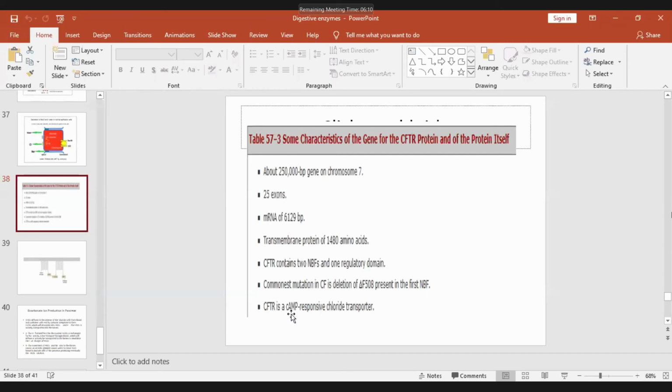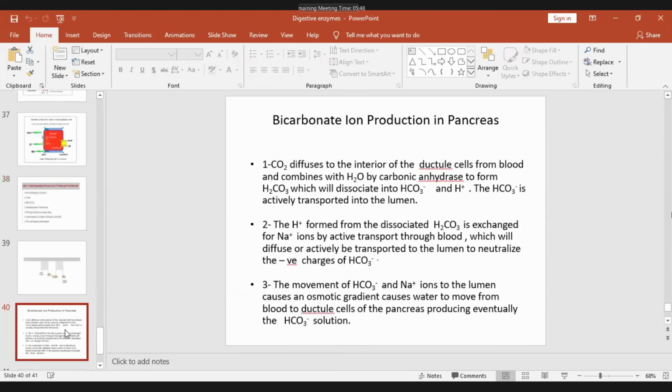CFTR is a cyclic AMP responsive chloride transporter, which means the mediator is cyclic AMP. Now, bicarbonate ion production in the pancreas. I have already told you that in pancreatic secretion, bicarbonate is also an important component. So how is it produced and secreted in the pancreas?